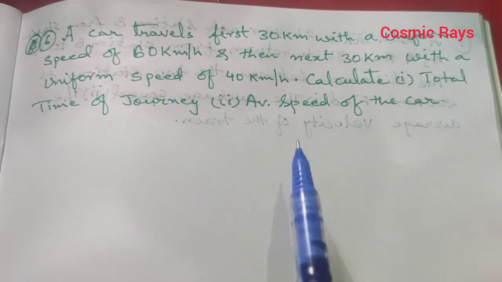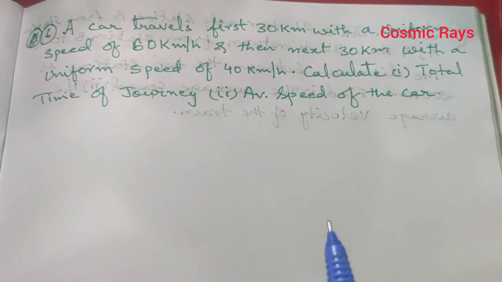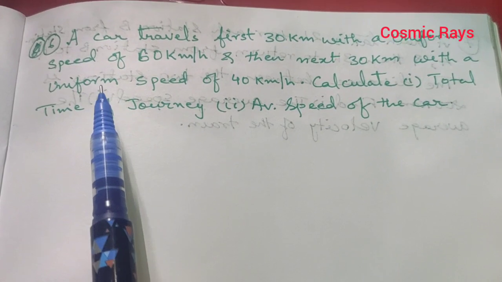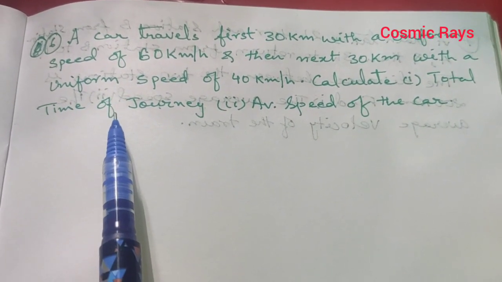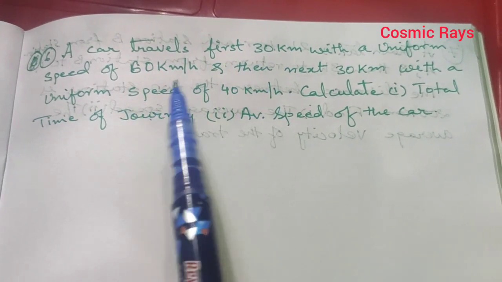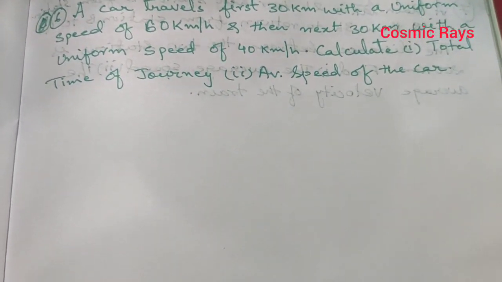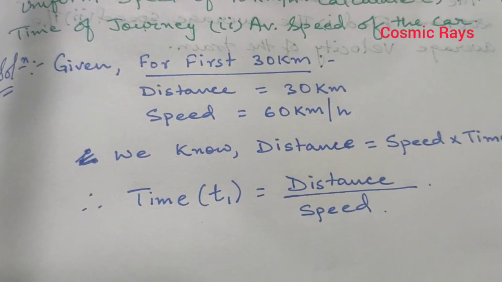And for the second part, average speed of the car is total distance divided by the total time. So total time we will be taking out in the first part, and total distance is nothing but 30 km plus 30 kilometers, that is 60 kilometers. So let's write the given things. So here we have written the given things.